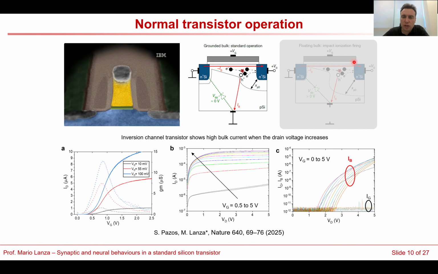However, we noticed something interesting. In these transistors, as you can see here, these are the output and transfer characteristics of the transistors. This is something very standard that appears in most textbooks. However, we found something interesting.